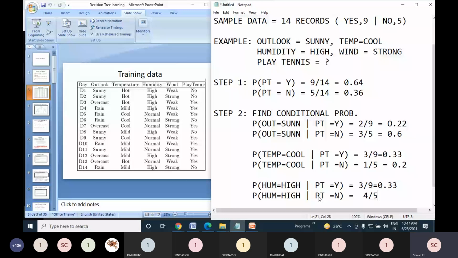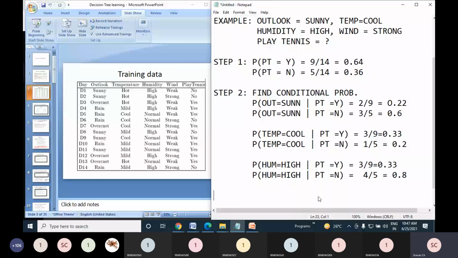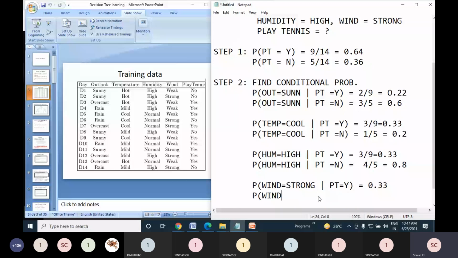So conditional probability for 3 parameters is done. Now wind is equal to strong is another parameter. PT is equal to Y. What is the answer? PT is equal to Y, wind is equal to strong, this is 0.33. P of wind is equal to strong, PT is equal to N. So when it is no, how many times wind was strong? It was 3 by 5 times. 3 by 5 means it comes somewhere around 0.6, right? So this is step 2, friends. So all conditional probabilities we have to calculate.